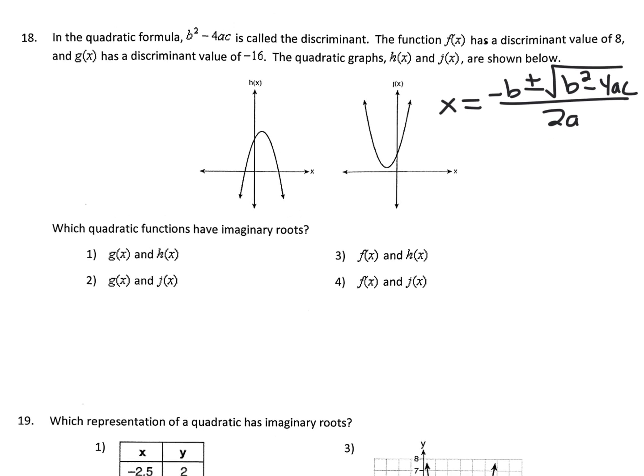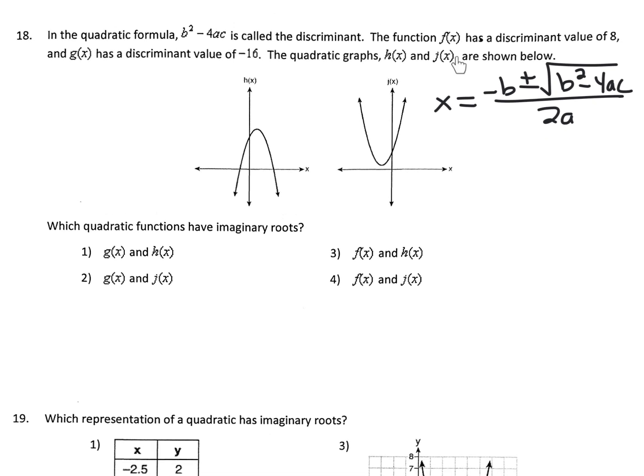Okay, so they're saying f of x has a discriminant value of 8. So that's a positive number under the radical. Okay, so that's going to give us real roots. Whereas g of x has a discriminant of -16. If that's a negative under the radical, that's going to create imaginary roots. So g of x is going to create imaginary roots, whereas f of x is not. So see down here when it says which quadratic functions have imaginary roots, we know g of x has to be in our answer. So it's got to be choice 1 or 2, okay, not f of x.